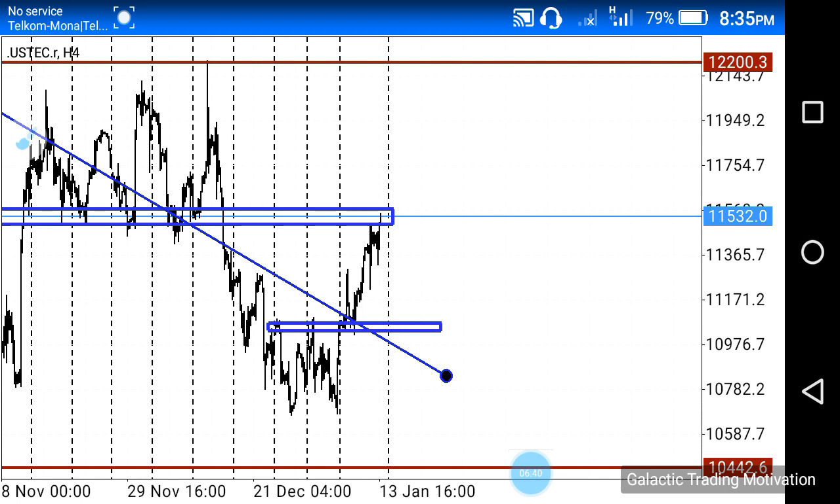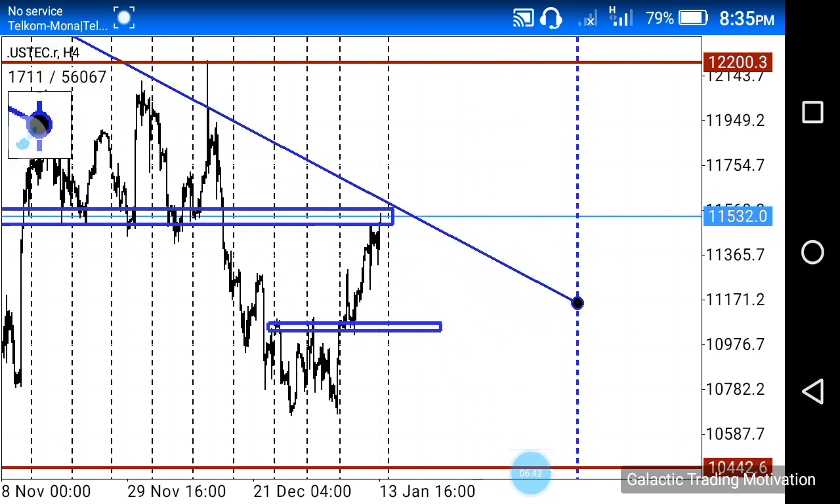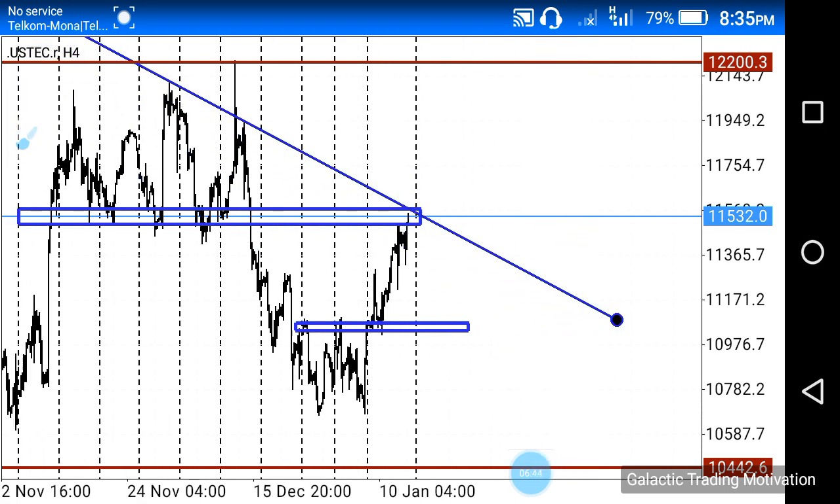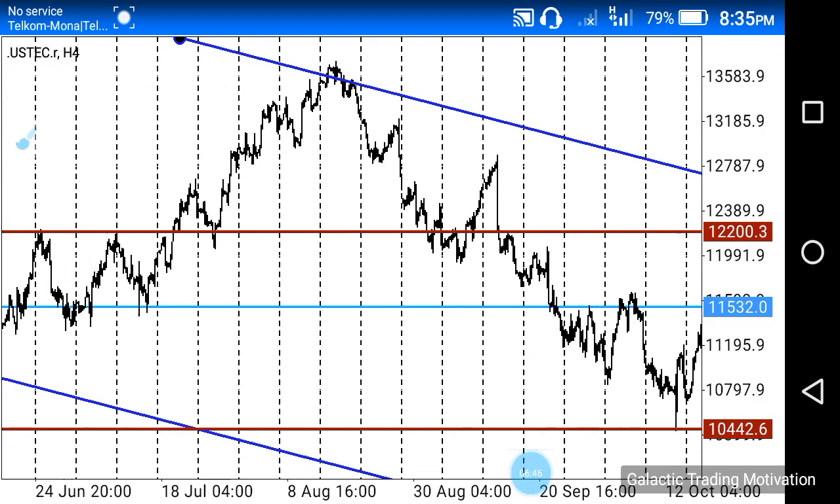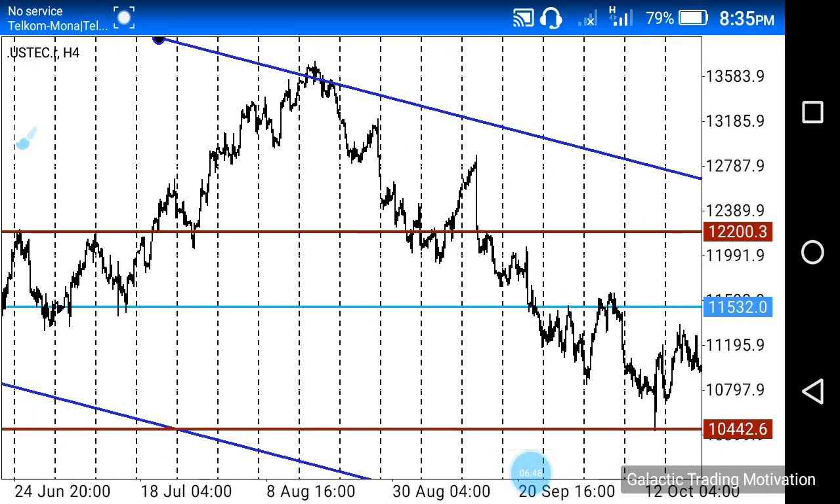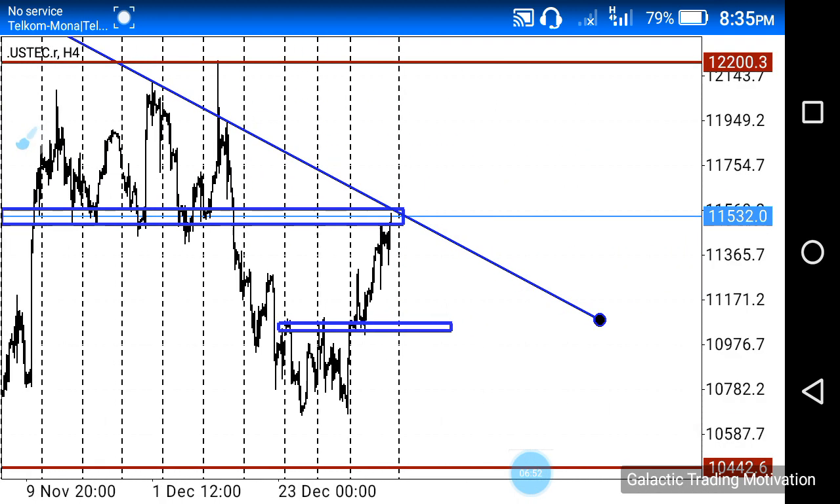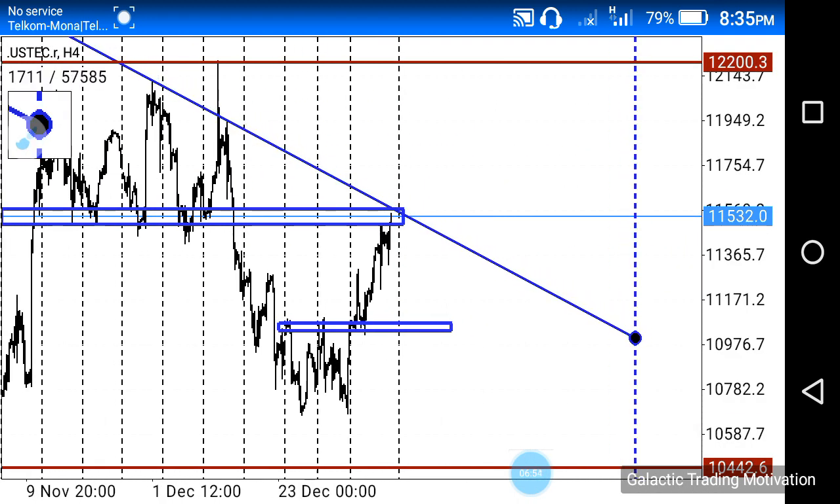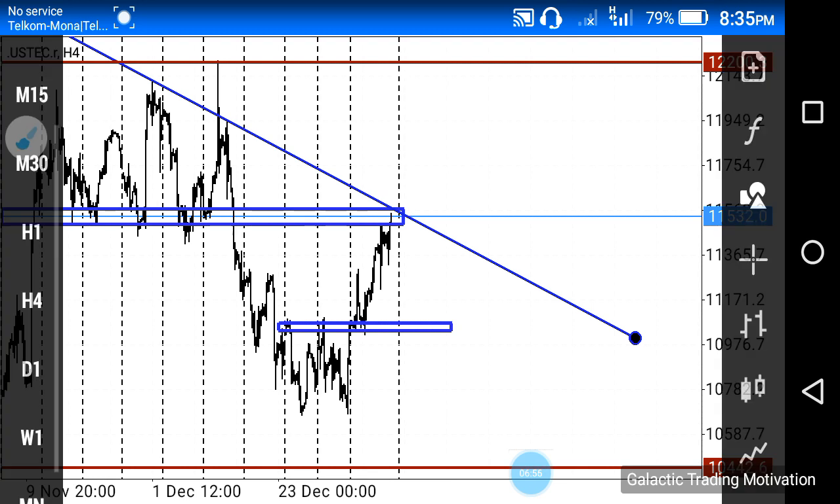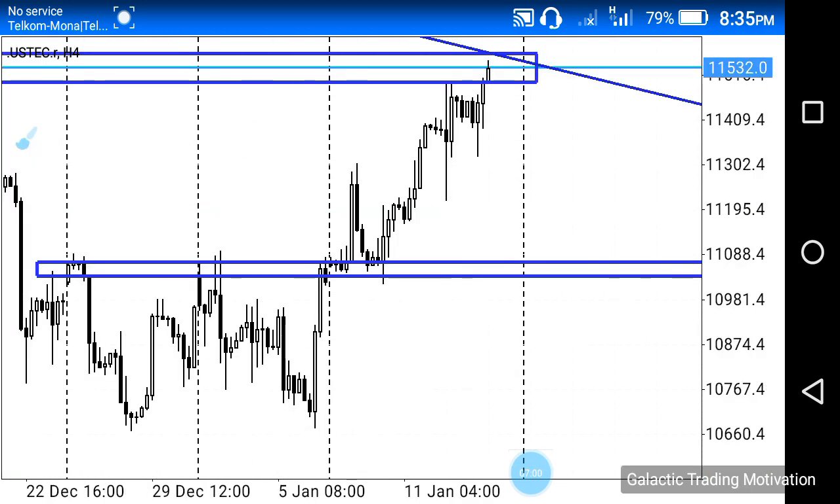On the H4 chart, I'm just going to fix my lines. Just bear with me while I do so. Let's see. Just bear with me, guys. So there we go, more or less, right? There we go, right? So here we are on the H4 chart.